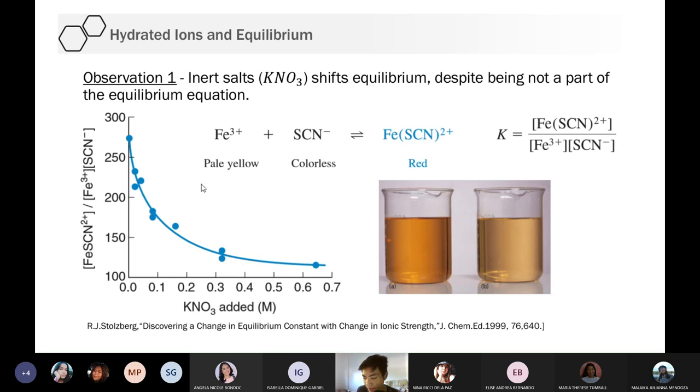Nagtataka sila. Why? Why are inert salts affecting the equilibrium constant although they are not included in the equation? Kasi kapag included in the equation, madali lang sagutin eh. Common ion effect yun. Pero kapag wala dyan sa equation, they don't know yet. Hindi nila alam paano yan nangyayari.